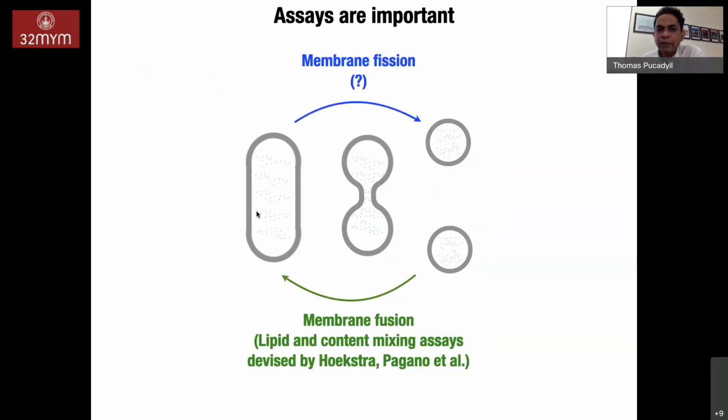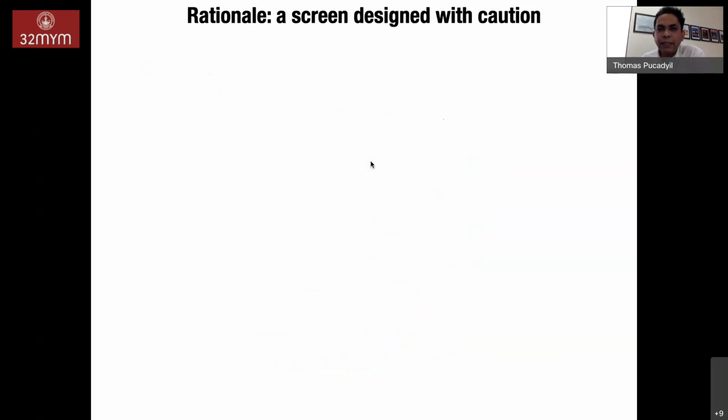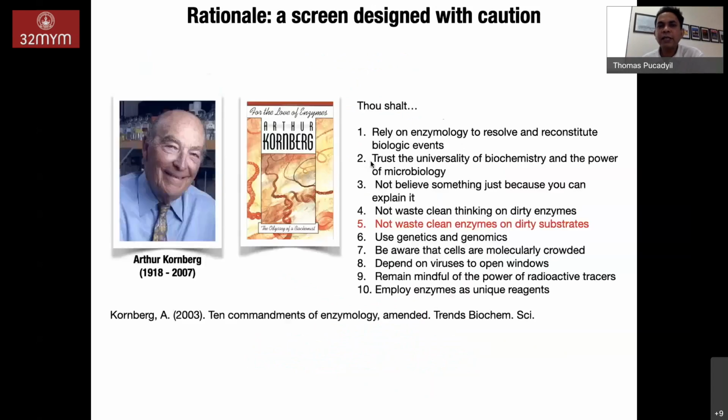And we, of course, are referring to the opposite process, which is the splitting of a single membrane-bound compartment into two. And in this regard, we've been working towards generating some of these assays that would allow us to investigate this phenomenon with higher precision.